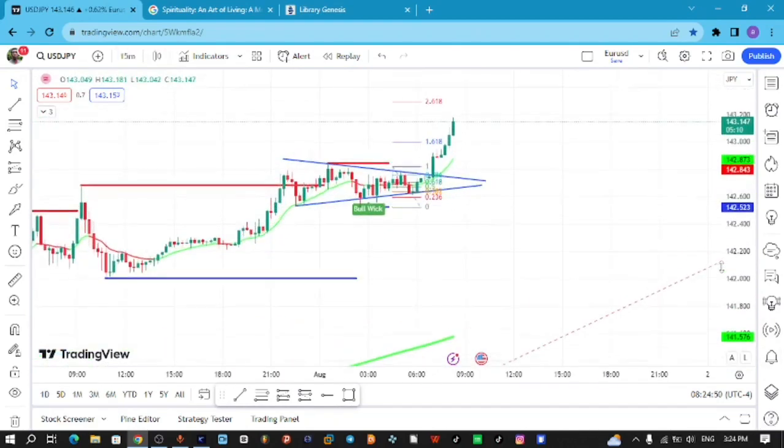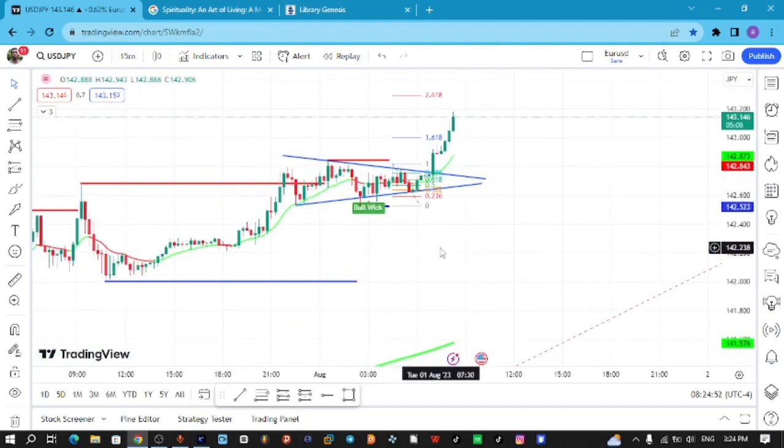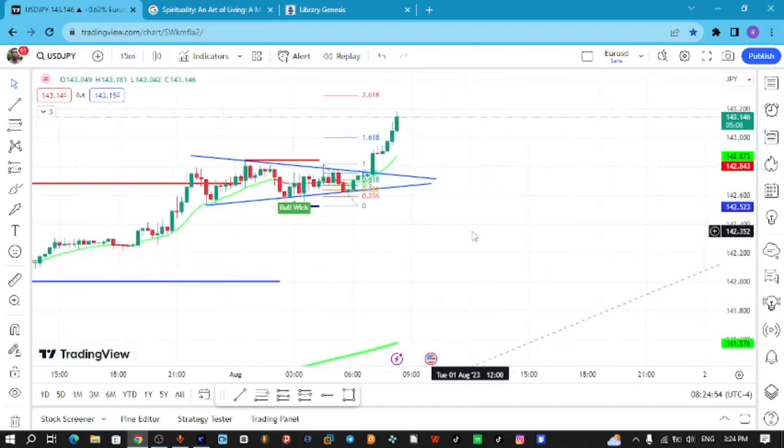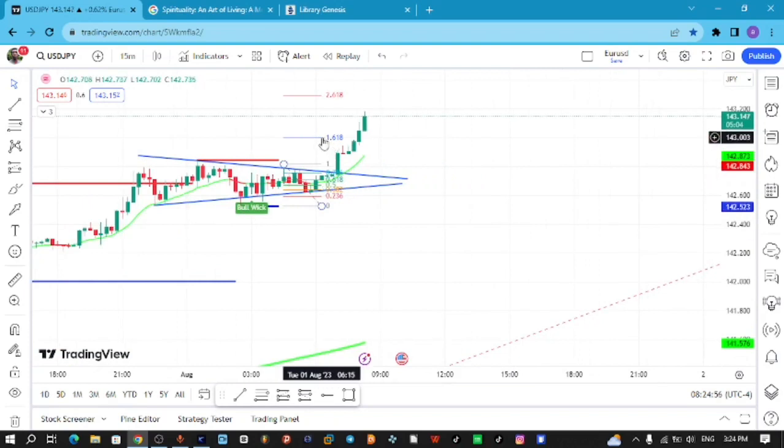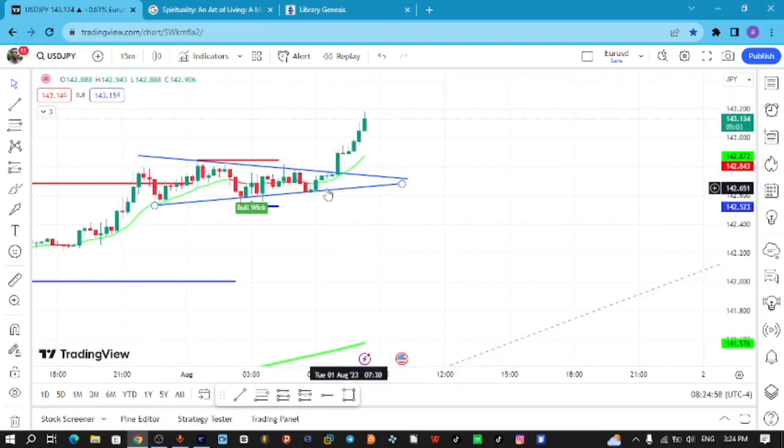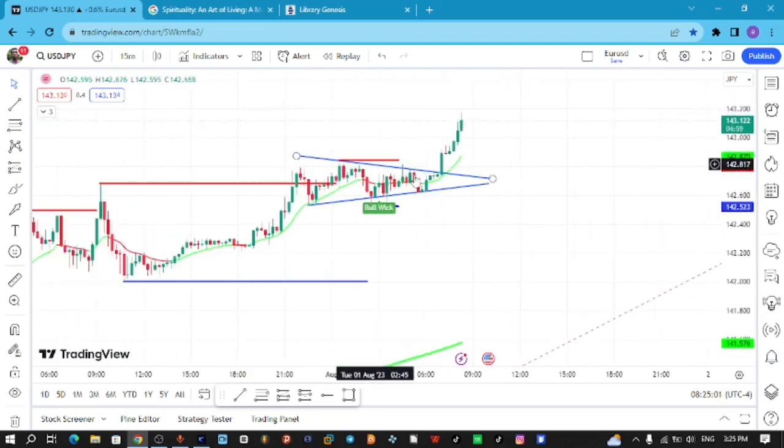As you can see here, this is a 15-minute time frame, and we did break this bullish wedge to the upside. This indicator also showed us that it is gonna break this wedge to the upside. Okay, the bullish move is about to start.